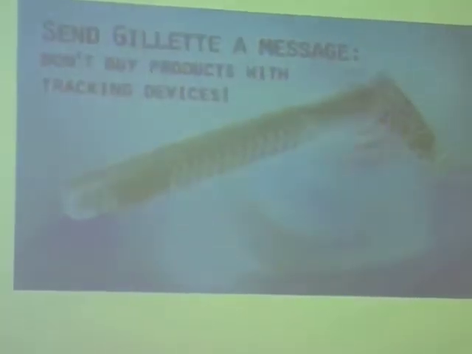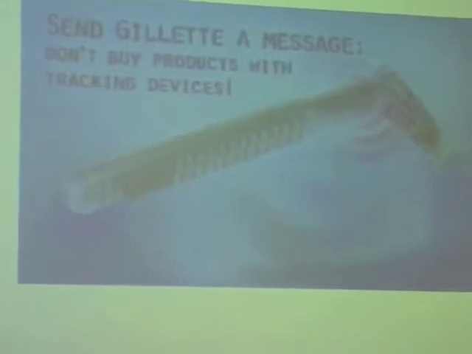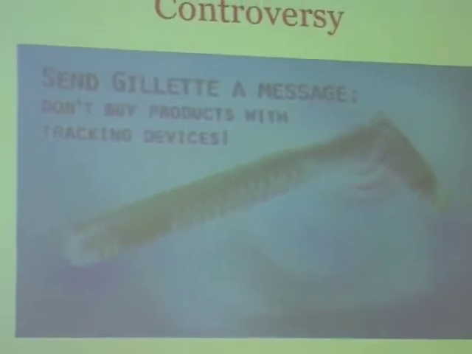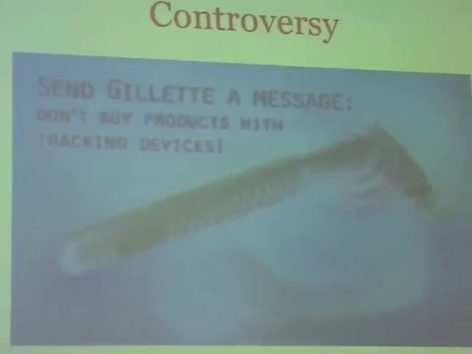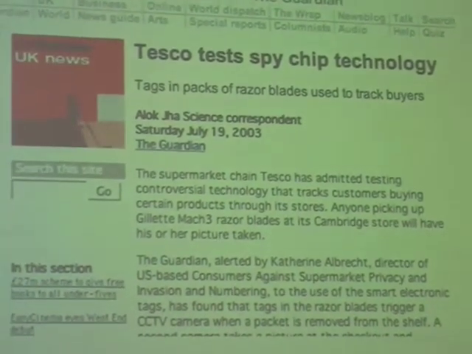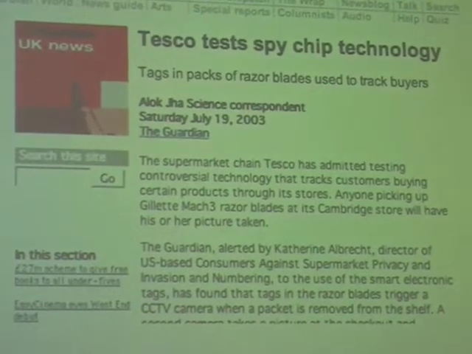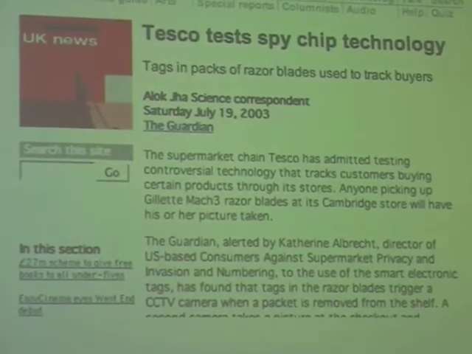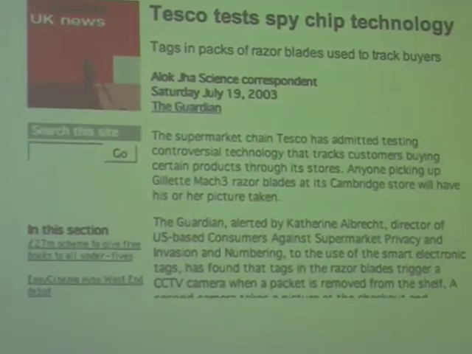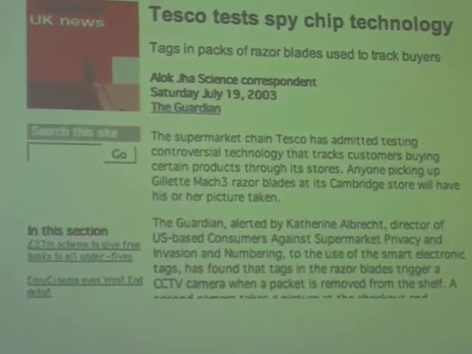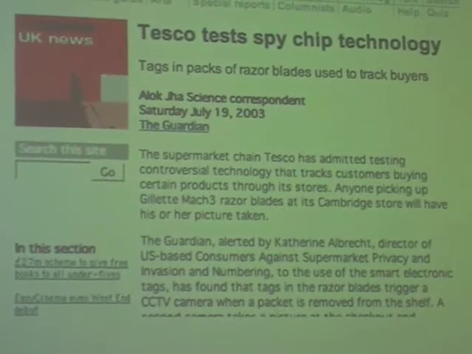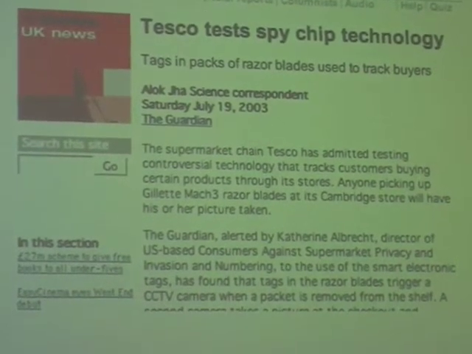There's some controversy about RFID because people are worried about the whole sort of tracking part of it. So there was a thing a couple of years ago about Gillette, who started putting RFID tags into the razor blade packaging. And if you took the packet off the shelf, it triggered a CCTV camera system to start taking pictures of you as you walked off with this cart.